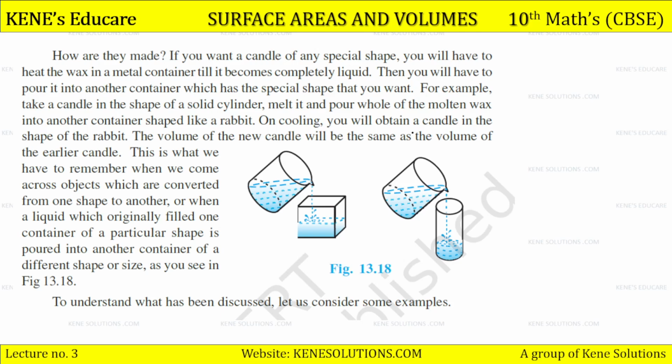How are they made? If you want a candle of any special shape, you will have to heat the wax in a metal container till it becomes completely liquid. Then you will have to pour it into another container which has the special shape that you want. So for example, take a candle in the shape of a solid cylinder, melt it and pour the molten wax into another container shaped like a rabbit. On cooling, you will obtain a candle in the shape of a rabbit. The volume of the new candle will be the same as the volume of the earlier candle.